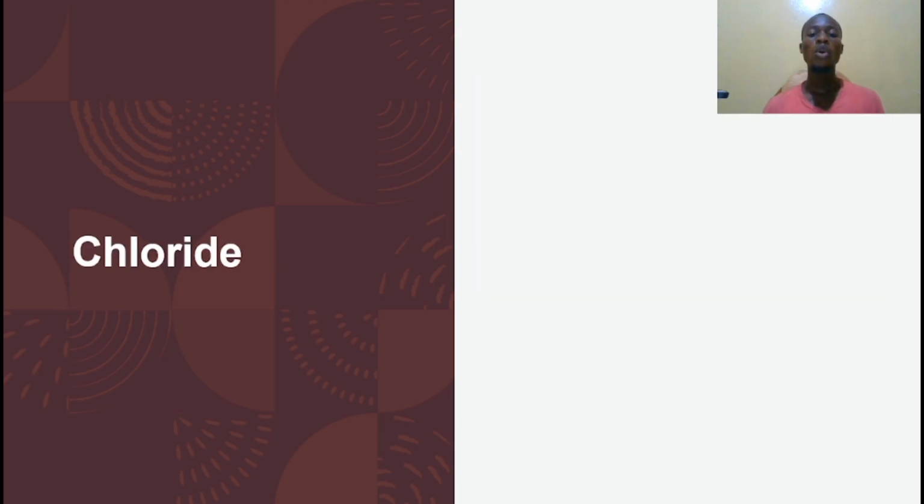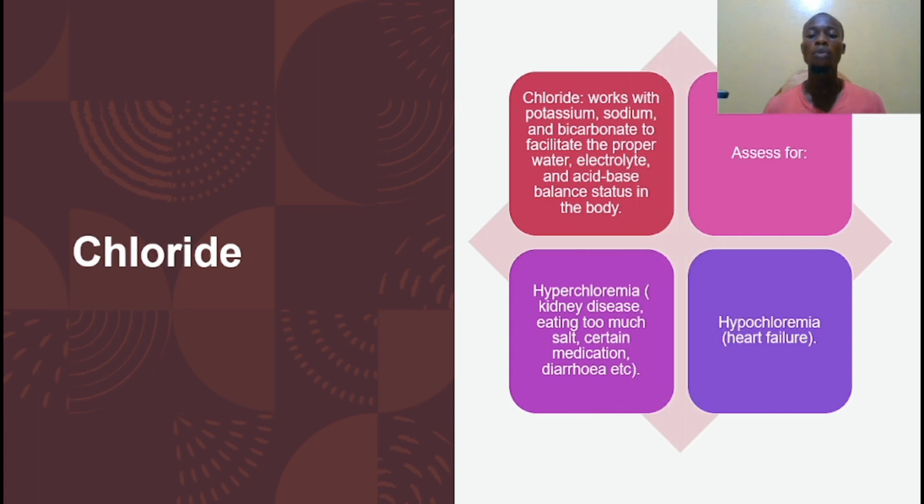Then we have chloride. Chloride works with potassium, sodium, and bicarbonate to facilitate proper water, electrolyte, and acid-base balance status in the human body. We look at hyperchloremia, which will account for kidney disease and eating too much salt. One of the key things is that people with a high level of chloride, or people that eat a high level of salt in their diet, usually come down with hypertension.